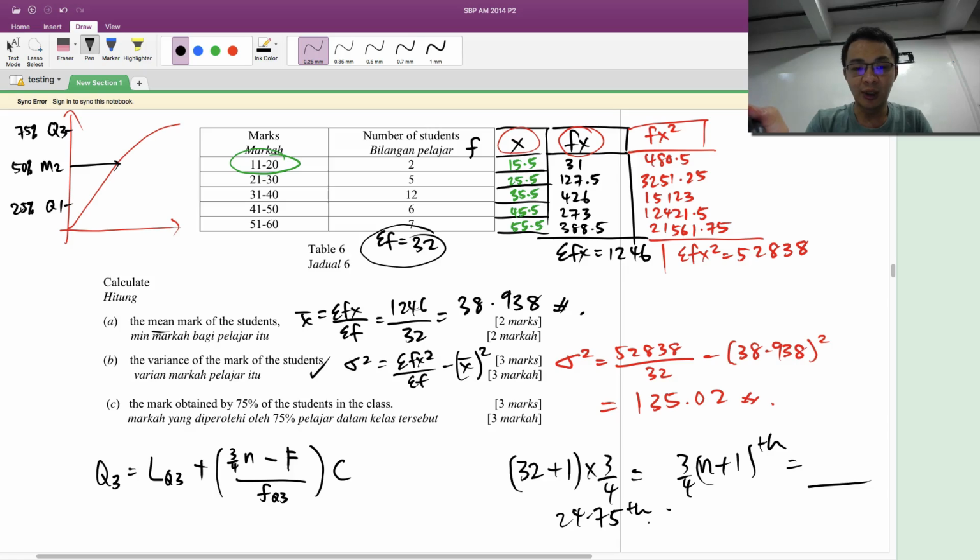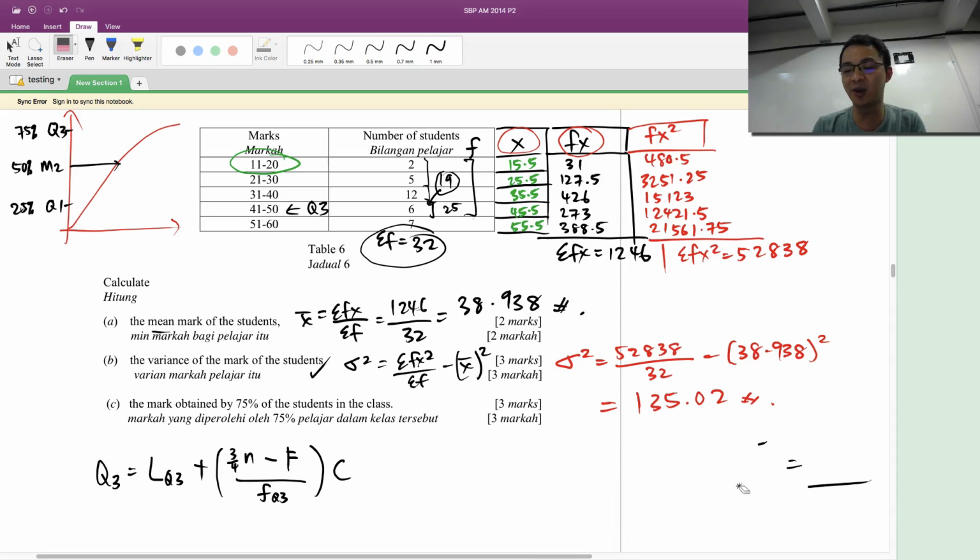So what you do is you have to calculate the frequency. This one plus this one is 7, plus this one is 19. So 24 to 25 actually fall in this class, because here is 19, right? So 19 plus 6, the total here will be 25. Just now you got 24.75, so you know it actually falls in this class. This class will be your third quartile. Yes, something like the median, exactly, because this one actually is from the median formula.